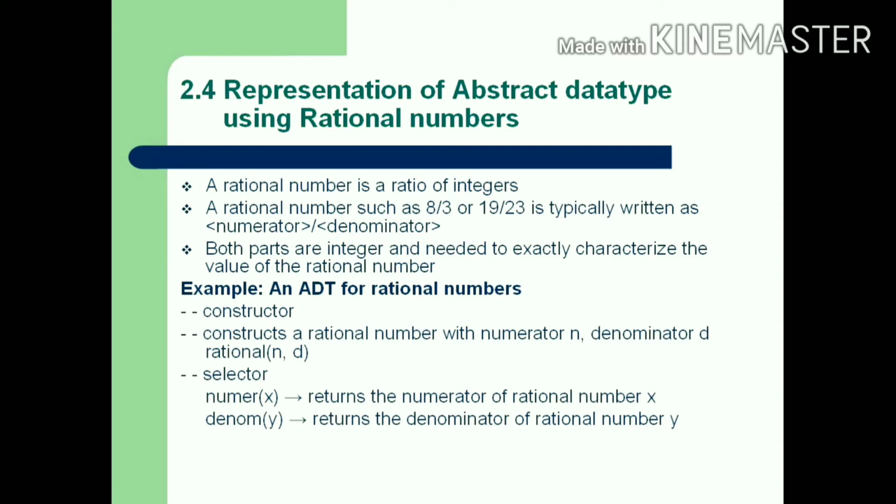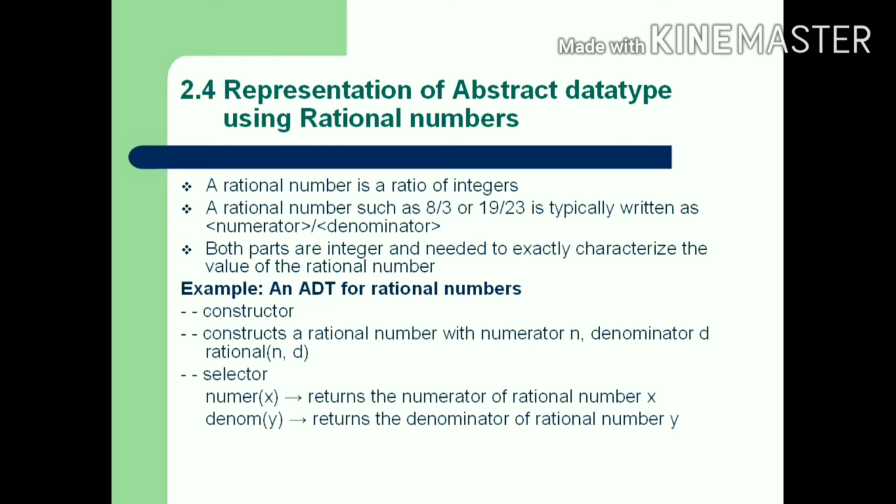We can write these numbers manually, but how can we handle them in a computer? If you give the input 8 by 3 into the computer, then it gives the result something like 2.666 something. But we don't want the output like that. We want the same output, 8 by 3. For that we want to create an abstract data type. Here in the example, if you want to create an ADT, you need two functions that we already discussed. One is the constructor, another one is the selector. Here in the example you can see the constructor and selector.